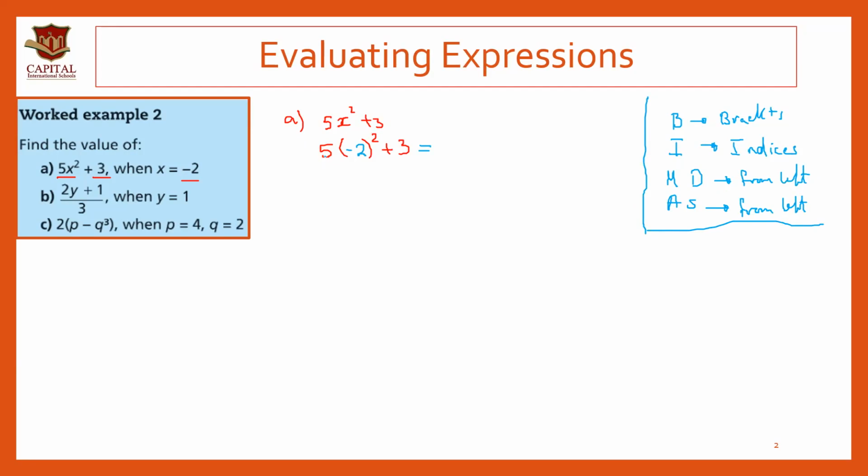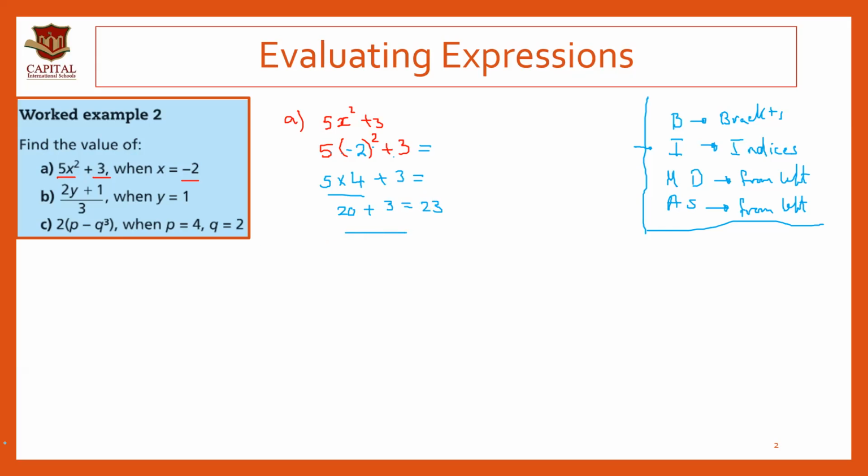Now, looking at what we have here, I have multiplication, I have indices, and I have addition. So what comes first? Indices. So you need to simplify the indices first. -2 squared, which means -2 multiplied by -2, is +4. So I'm going to multiply the +4 by 5 and add 3 to it. Now I have two operations, multiplication and addition. What comes first? Multiplication. So I'm going to do the multiplication first, which is 5 times 4 equals 20. Then I'm going to add 3 to it, and the answer for evaluating this expression is going to be 23.